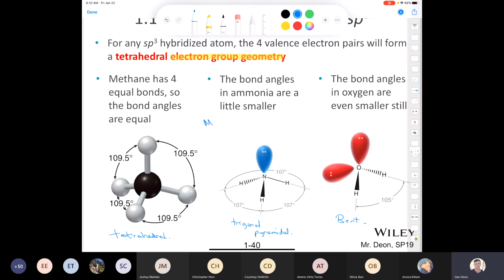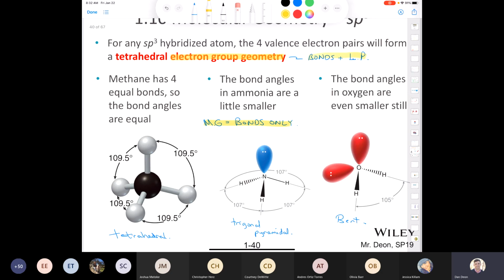Because molecular geometry only considers bonds. So bonds only, okay? Whereas electron group geometry considers bonds and lone pairs. It considers both. Look, I can't stress this enough. You've got to know the difference, that molecular geometry considers only the bonds, and that electron group geometry, or electron geometry, considers bonds and lone pairs.